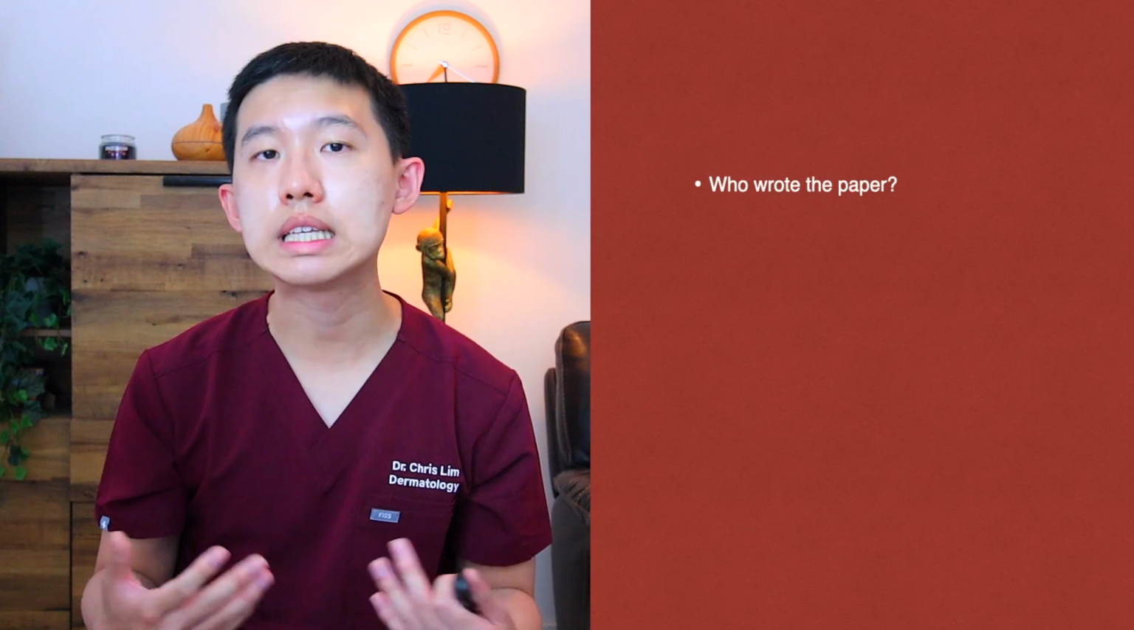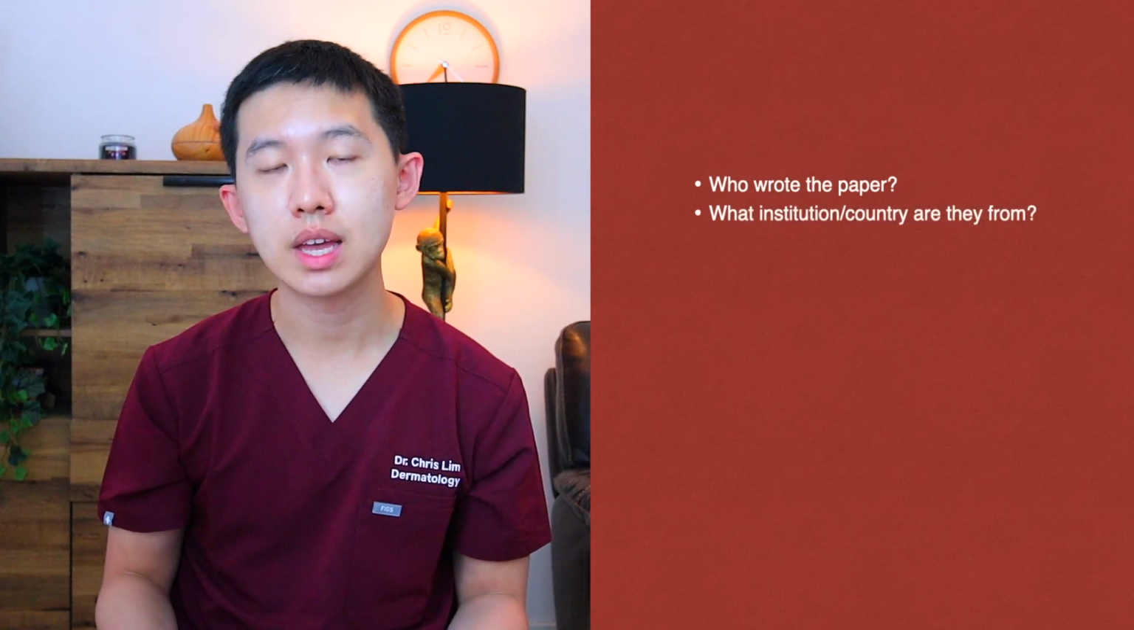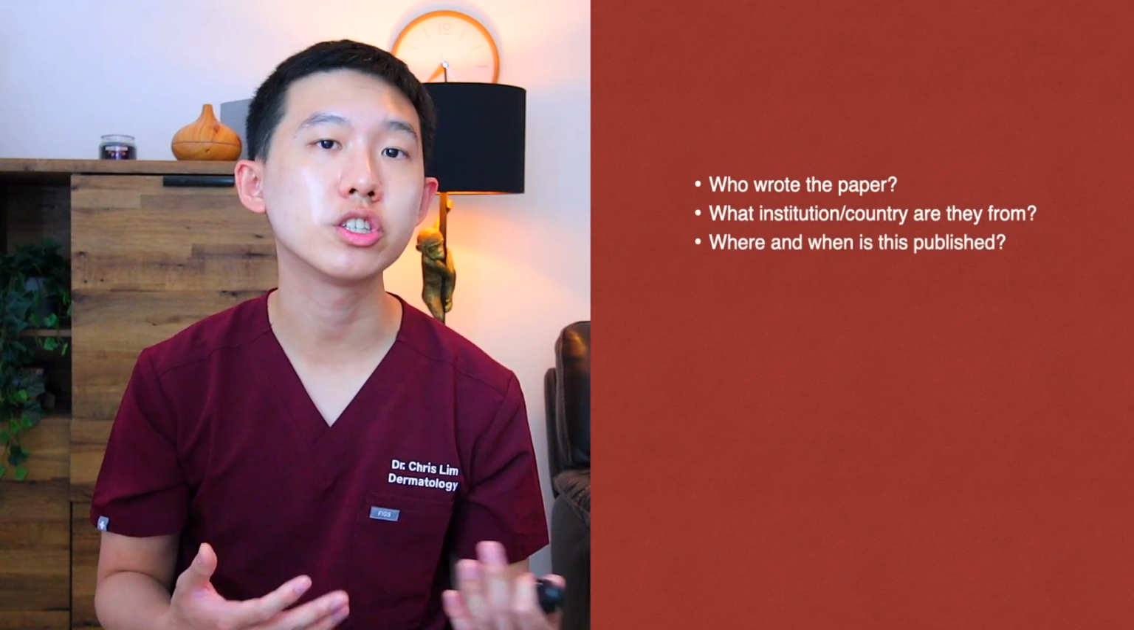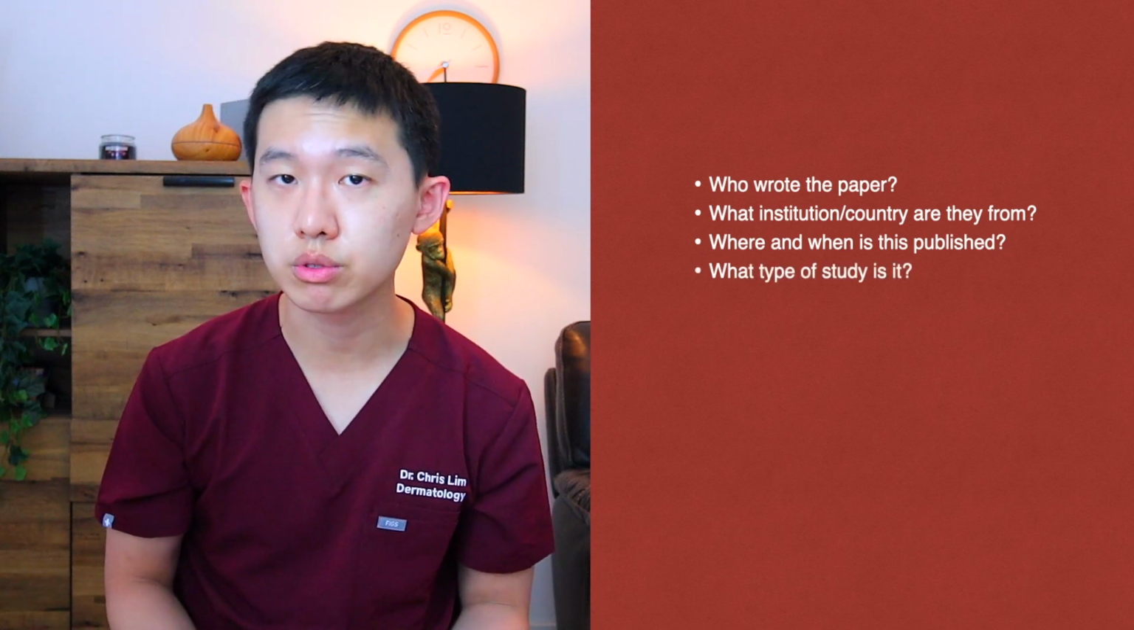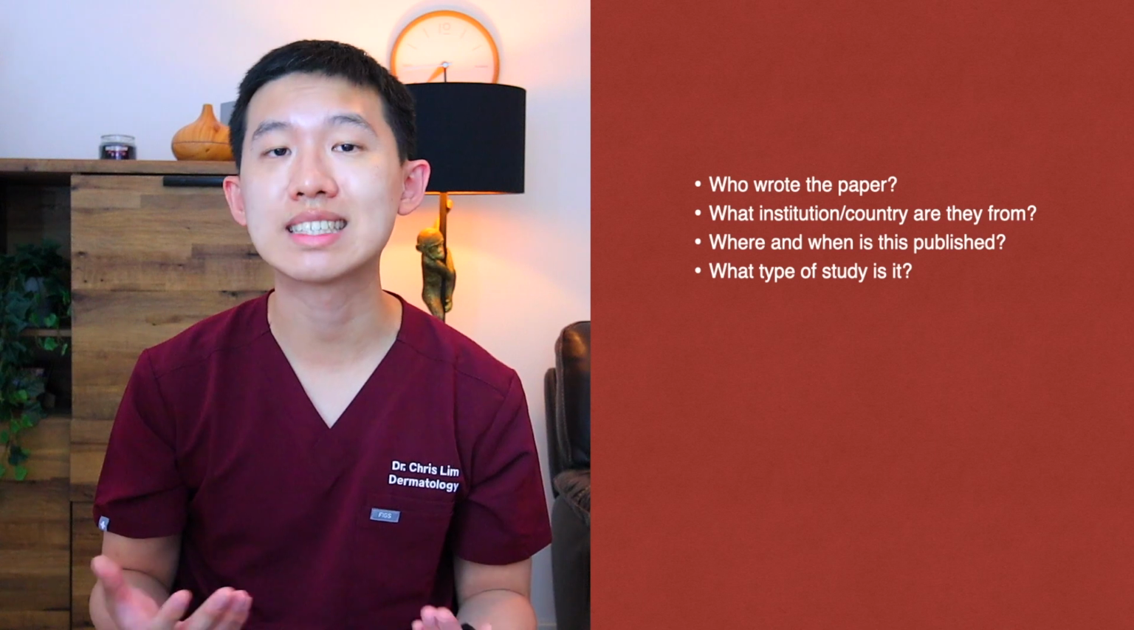Summarize the abstract. You need to ask yourself a few questions. Number 1, who wrote this paper? What institution or country are they from? And where is this published? Which journal and which year? What type of study is this? Is this a randomized controlled trial, a cohort study, or even a systematic review?